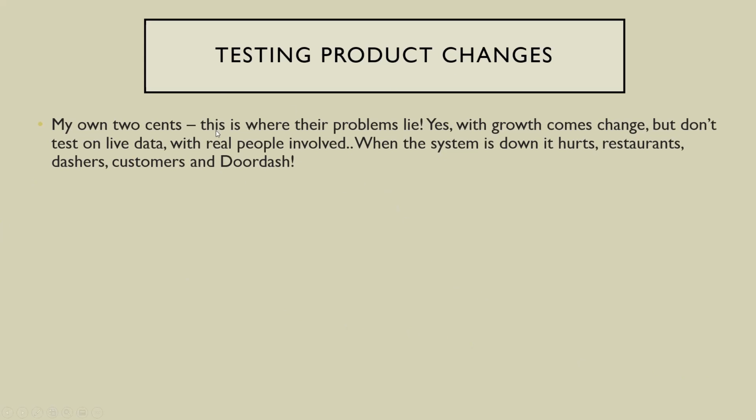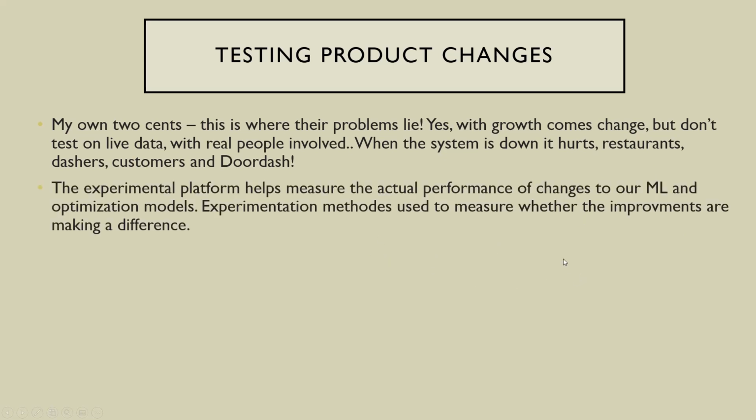So, testing product changes. My own 2 cents. This is where their problems lie, I really believe. With growth comes change, but I don't think they should test it on live data with real people involved. When the system is down, it hurts restaurants, dashers, customers, and DoorDash itself. It hurts the restaurants because those orders are sitting there, or maybe they're not getting the orders. It hurts the dashers because we can't pick up and deliver the orders. It hurts the customers because their food's sitting at the restaurant or not being accepted at all, so they don't get to have their food delivered. And ultimately, DoorDash loses money. And maybe customers, because if it's down enough, the customers are going to use another platform.